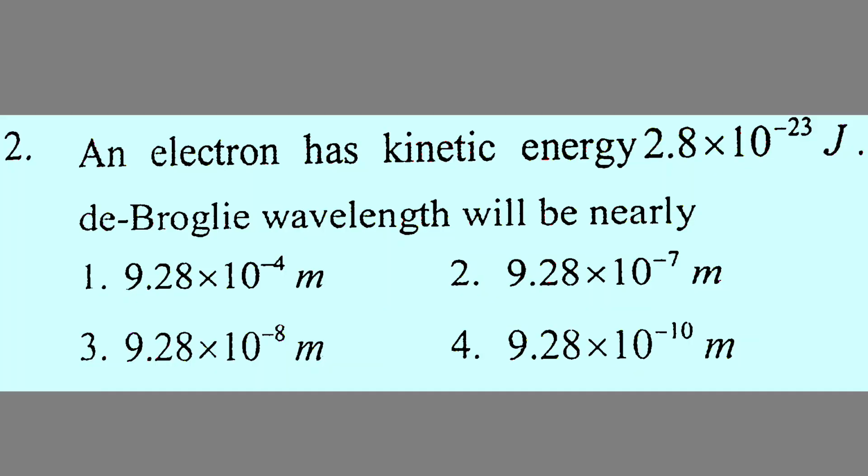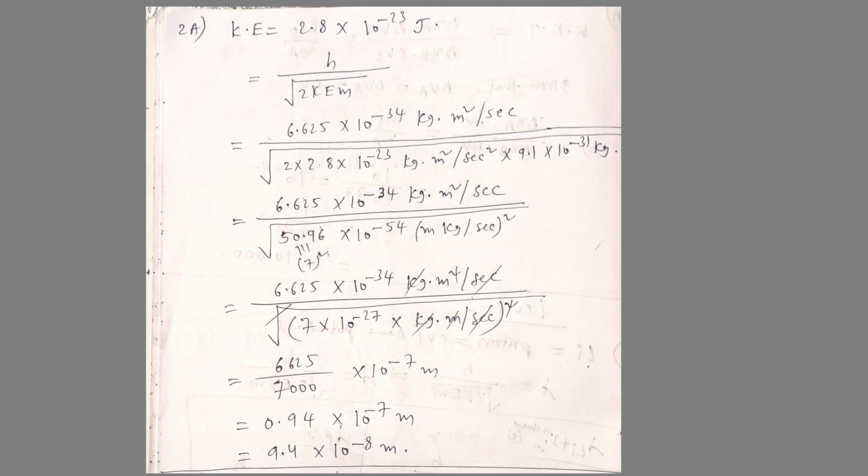Now the next problem is, an electron has kinetic energy 2.8 into 10 to the power of minus 23 joules. De-Broglie wavelength will be nearly. Now let me do the answer. First let me write the values which are given in the question. Now all these values we have to substitute in this formula, then we get the answer.